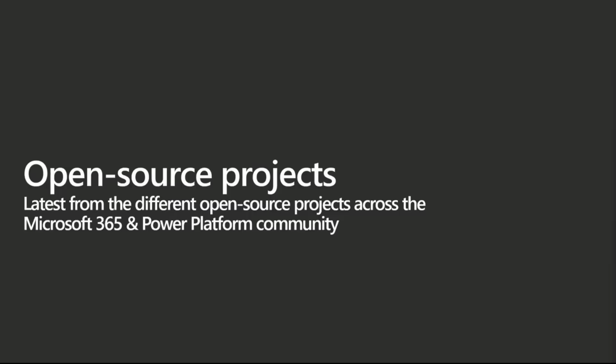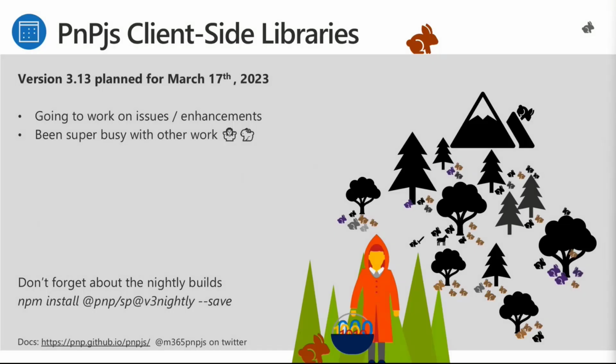Awesome. Thank you, Vesa. Now, we have many open source projects, and we want to bring you up to date on the latest open source projects. So let's first get started with the PnPjs client-side library. So that's a collection of Fluent libraries that allows you to consume things like SharePoint, Graph, and Office 365 REST API calls in a type-safe way. And to talk about it, we have our friend Patrick.